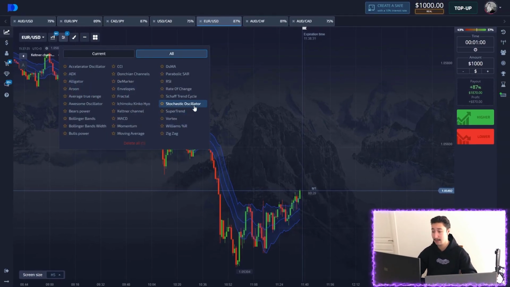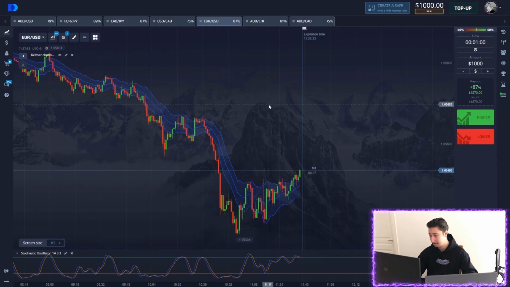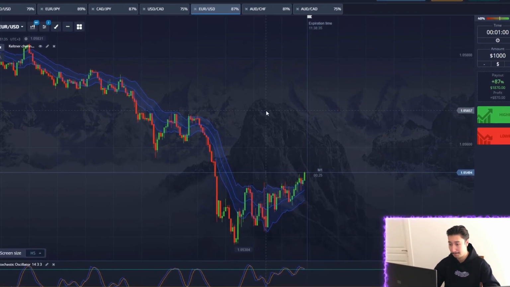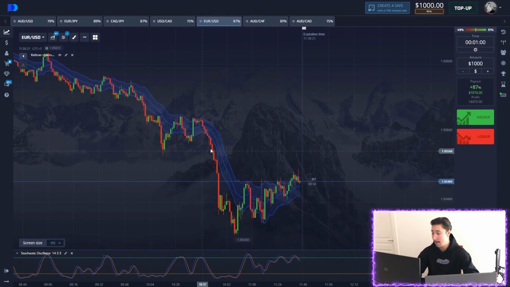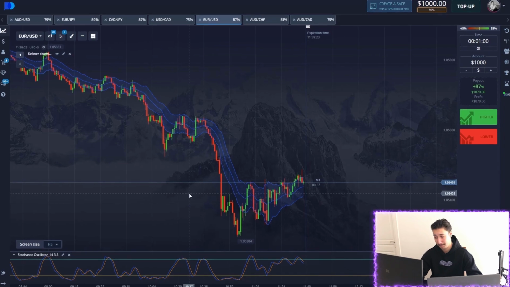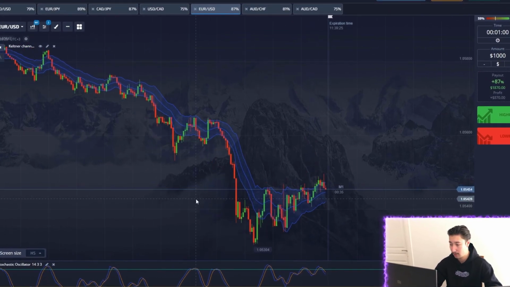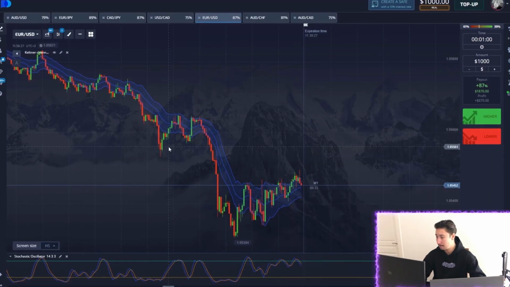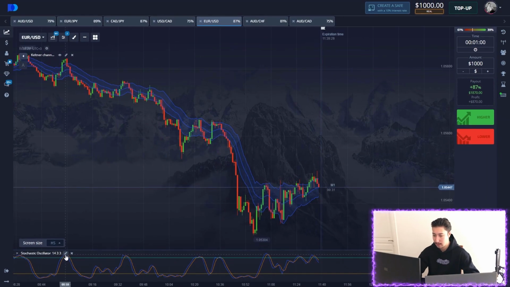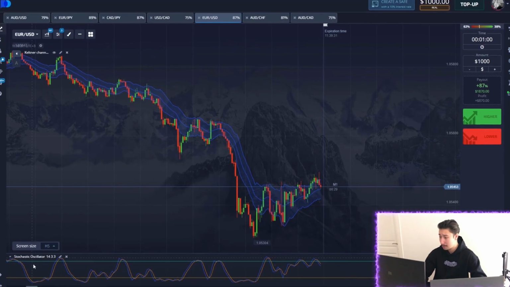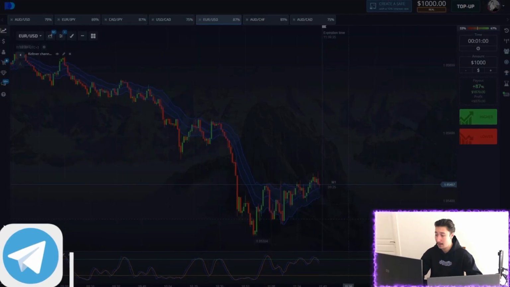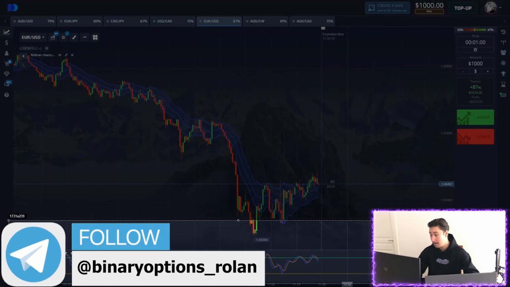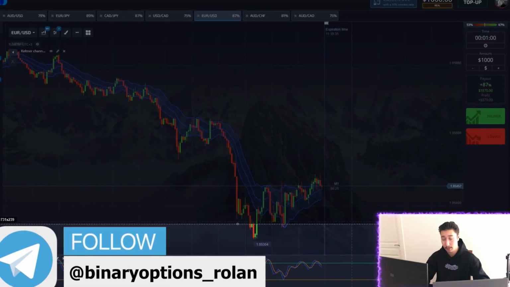This is the stochastic. The stochastic shows us the price momentum, right? Now I'm going to demonstrate how it works. So here it is. This is the stochastic. It consists of two moving averages. There are also the overbought zone and the oversold one.